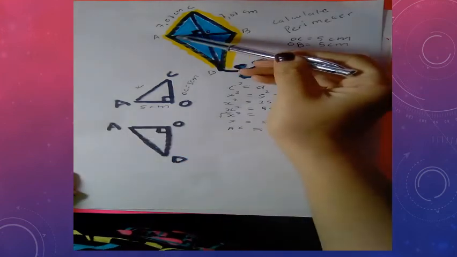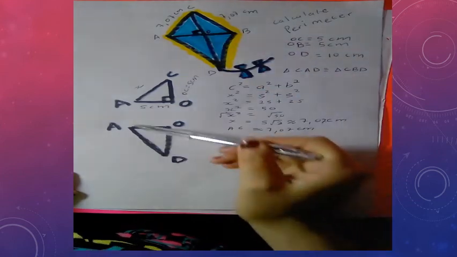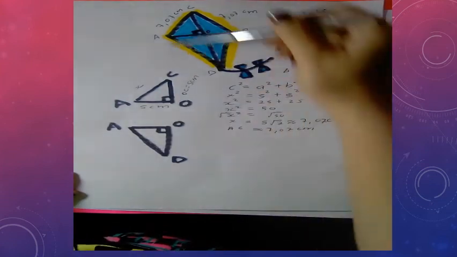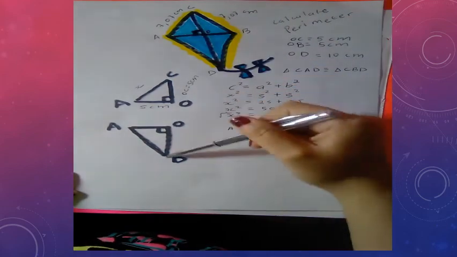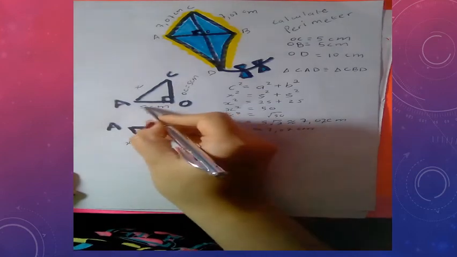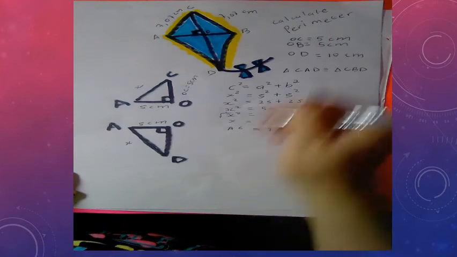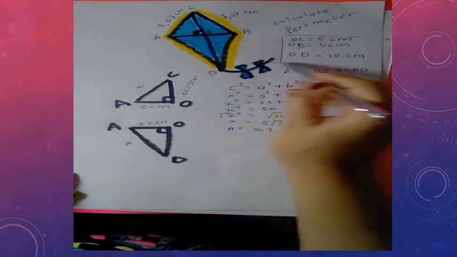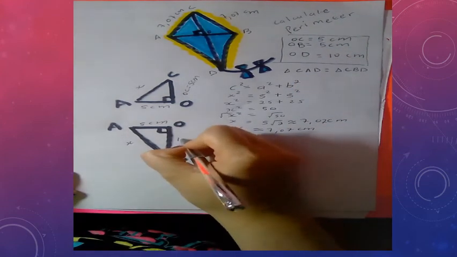Now I've taken out triangle AOD and I've drawn it separately to calculate this part of the kite. The hypotenuse of this part, which is AD, is what we're looking for. Let's call it X. And OA we already have, and that's 5 centimeters. And OD is from there to there, which they've given us. OD is 10 centimeters.